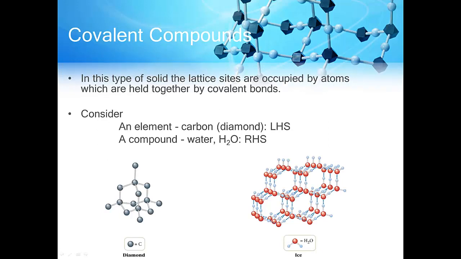Let's have a look at covalent compounds. Covalent compounds are a type of compound where the lattice sites are occupied by atoms which are held together by covalent bonds. Okay, they don't necessarily have to form a lattice. So in the case of water, you can see here we've got an example on the bottom right hand side. The water has formed a lattice when it's frozen, okay? But when it's liquid water, it won't actually form this lattice.